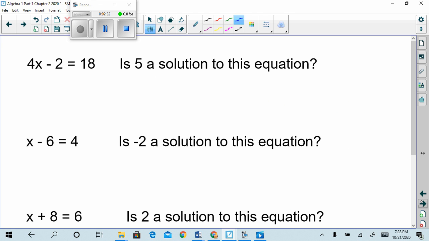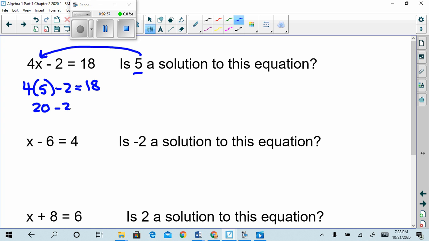We then talked about possible solutions where we substitute in a given value to see if it makes this sentence true. Will the two sides balance? Will they name the same number? We're going to take x out and replace it with 5. We're going to do the math using our order of operations. And I see that 18 equals 18, so I will say that 5 is a solution to this equation.